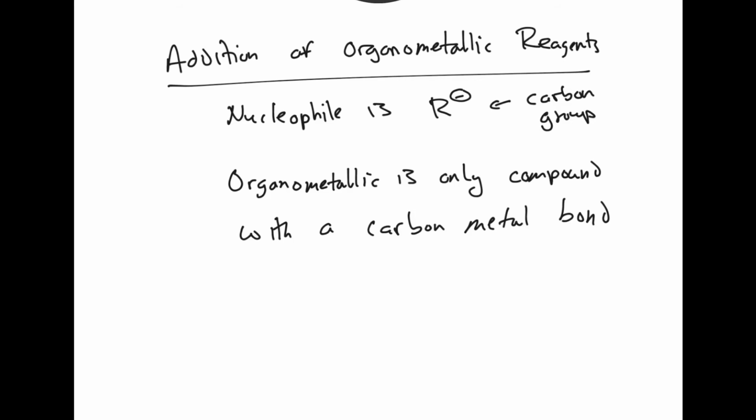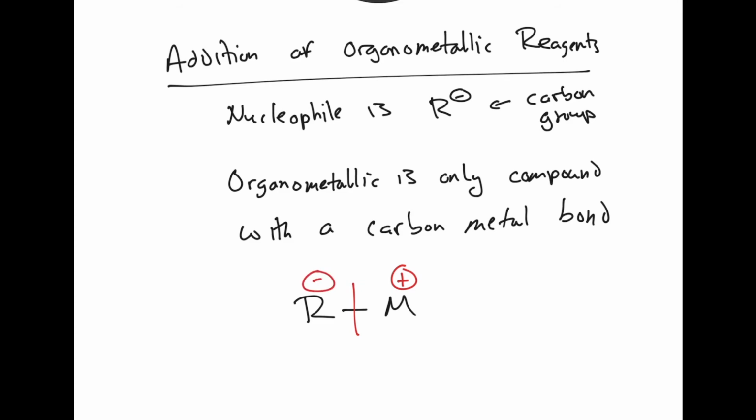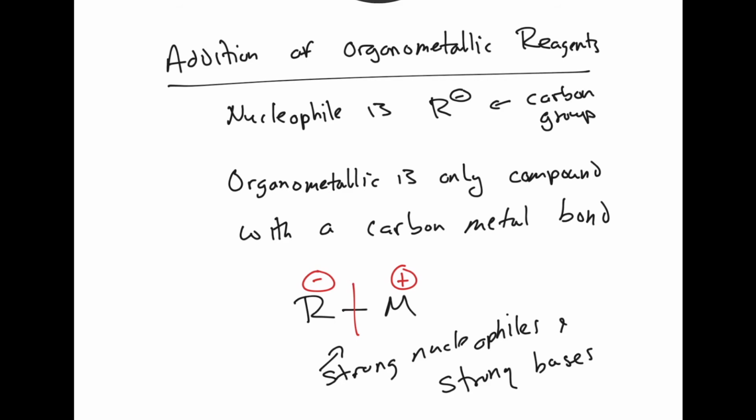If you look at most of these, we have our carbon group and our metal. You would draw a little line, say that the metal is positively charged and the R group is negatively charged. So these are strong nucleophiles and strong bases. We've used organometallic reagents before in class. When we were doing the benzene reactions with the triflate and the silicon, we would make the benzyne and then add an organometallic reagent to add a carbon bond.